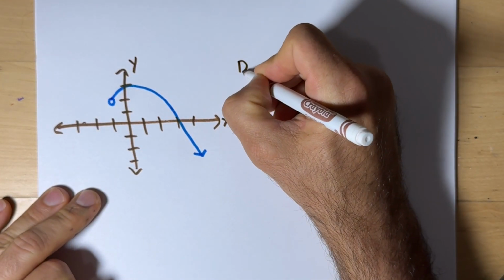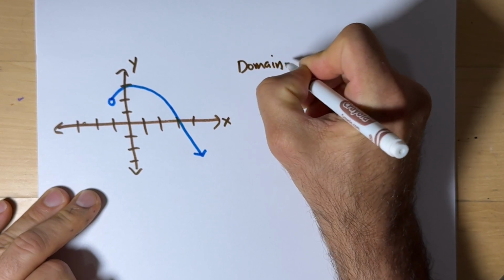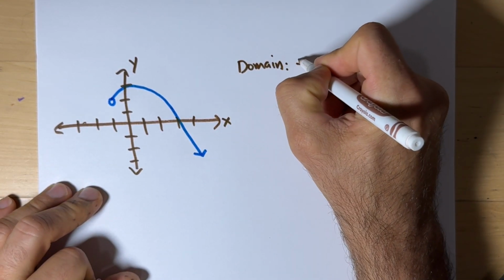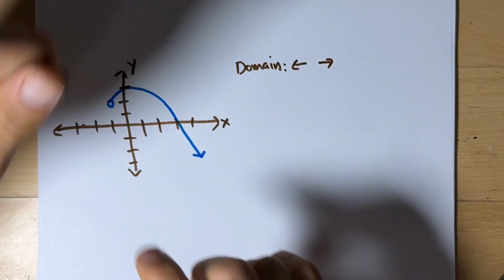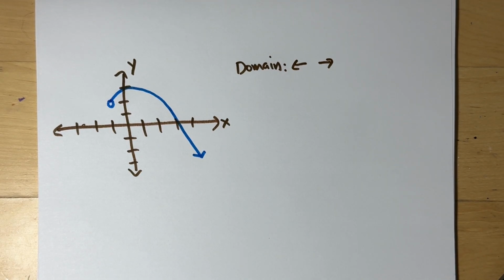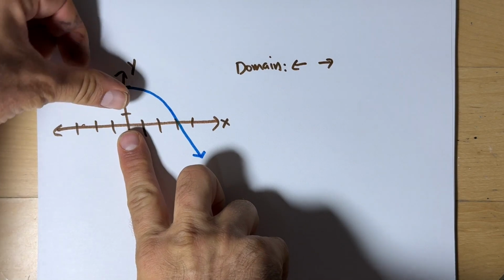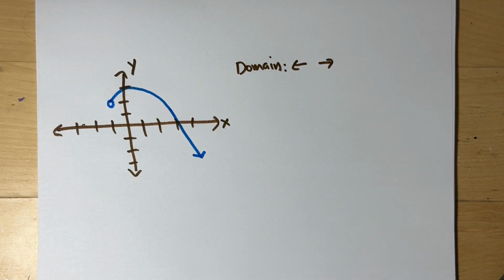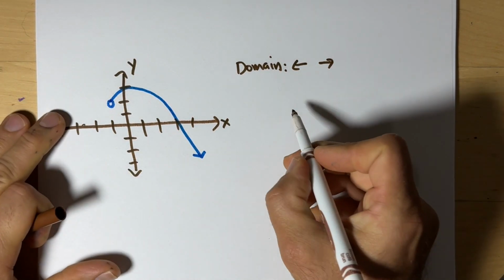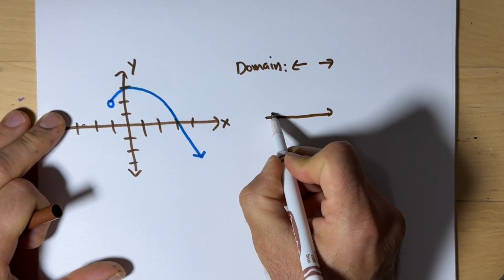So let's look at our domain first. Our domain goes from the left to the right. So let's get rid of the axis going up and down. Let's get rid of this. And for a second, let's redraw that graph. It would look like this.